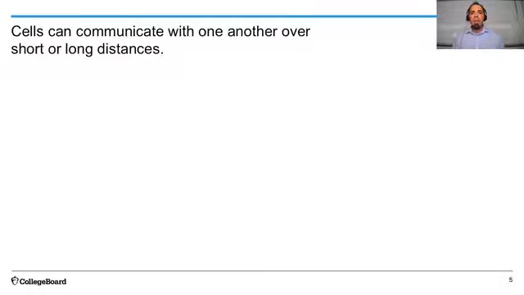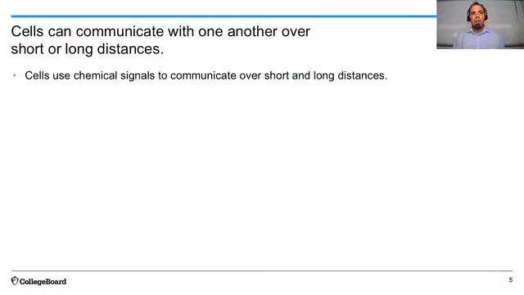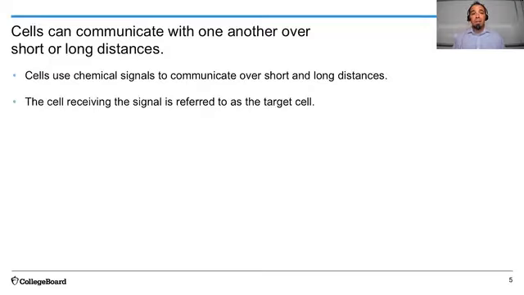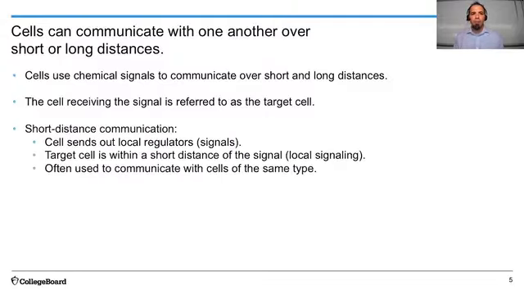And so cells communicate with one another over a short or long distance. Cells use chemical signals to communicate over a short and long distance. The cell receiving the signal is referred to as the target cell. That's an important term there, target cell. When we talk about short distance communication, cells send out local regulators or signals. A local regulator, think of local as being close. The target cell, the cell that is receiving the signal, is within a short distance of the signal. So again, local signaling.